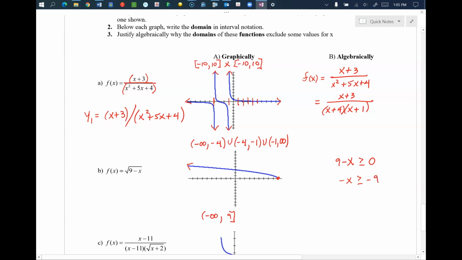But now we're going to multiply or divide by negative 1, and as you recall, when you do that, you have to switch the direction of the inequality. So when we do that, we're going to get x is less than or equal to 9, and as you know, that is written in interval notation as stated over here below the graph.